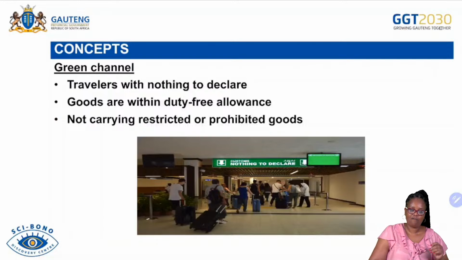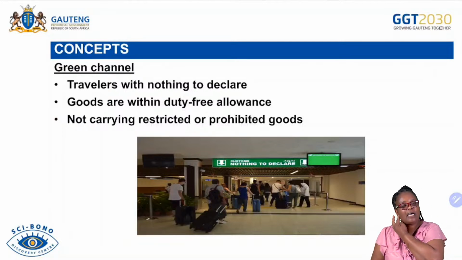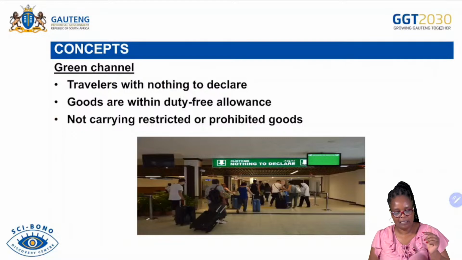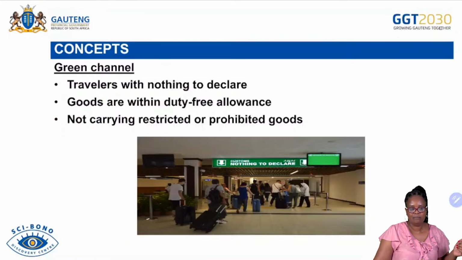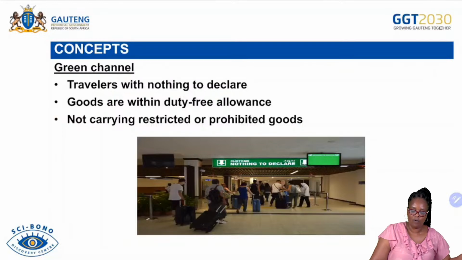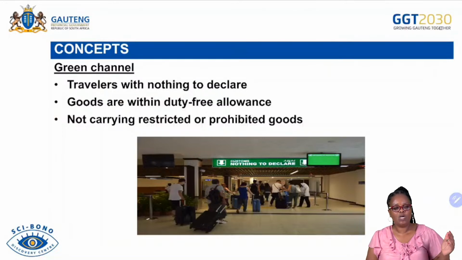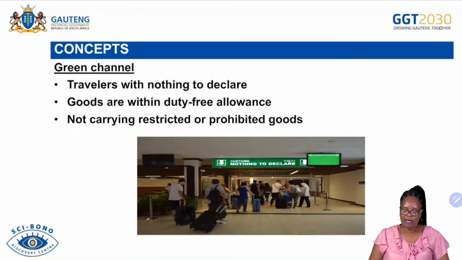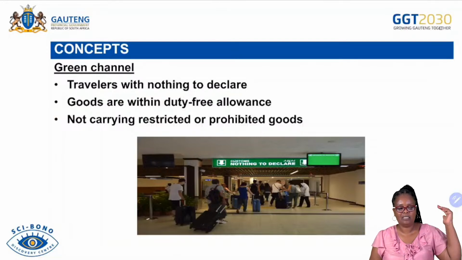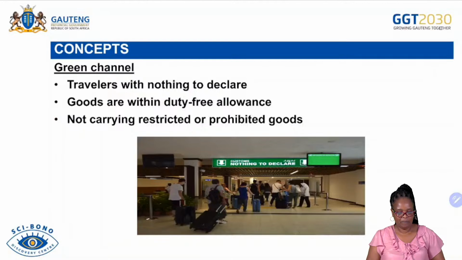The travelers here have the correct, allowed limits. And one thing about this channel, the travelers here spend little time going through it, because they don't have anything to declare. They just pass. But when you look at the red channel, there will be a queue, because everything must be done properly, must be set accordingly.